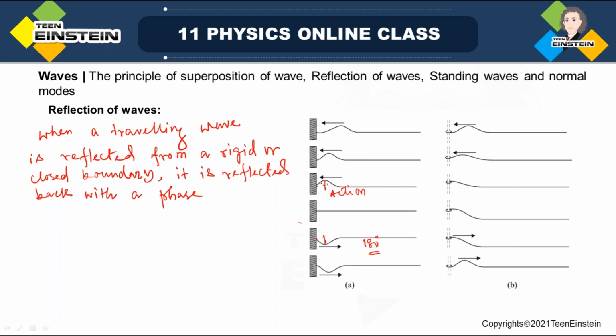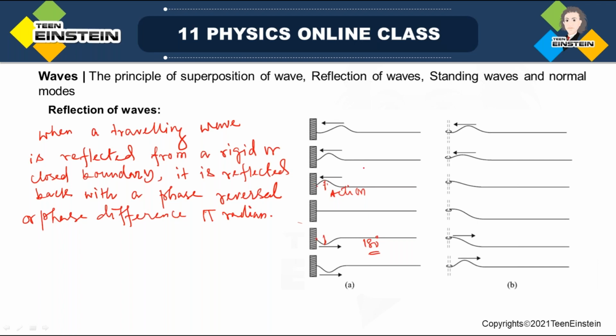Phase reversal means, here see, this wave and this wave are actually completely out of phase. That means a 180-degree phase difference is there between this incoming wave and the reflected wave. Phase reversal, or phase difference, of pi radians.